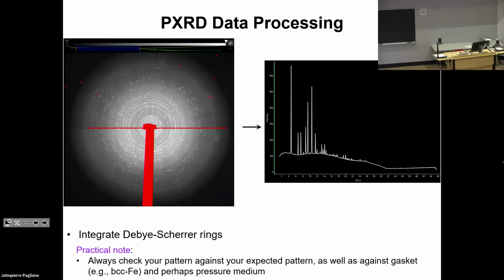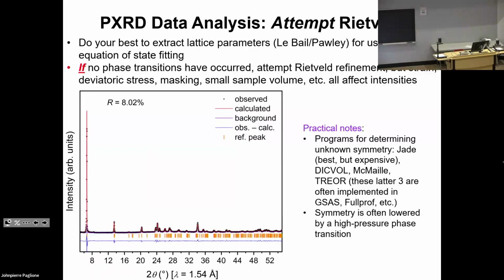So I would also just say, always check against your expected pattern. Don't immediately say, I've made a new phase and it's really, really exciting. Is it iron? Is it tungsten carbide? Is it your pressure medium? There's so many. Is it aluminum oxide, in other words, your ruby? There are many things that it could be, so always check your patterns against some of those very simple explanations.